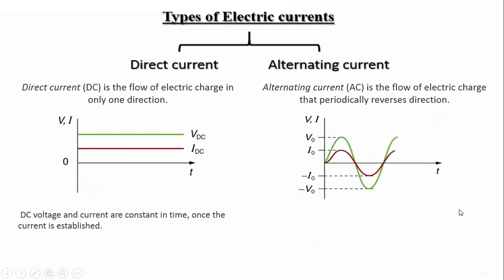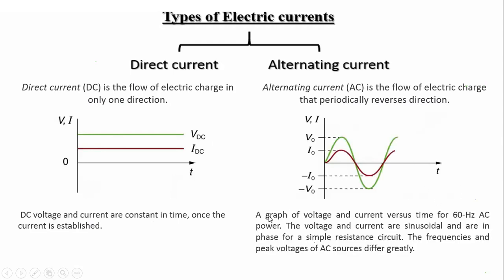Here is the graph of alternating current. A graph of voltage and current versus time for 60 Hertz AC power. The voltage and current are sinusoidal in form and are in phase. For a simple resistance circuit, the frequencies and peak voltages of AC sources differ greatly. Okay, we will discuss these two electric currents in detail in our upcoming lecture.